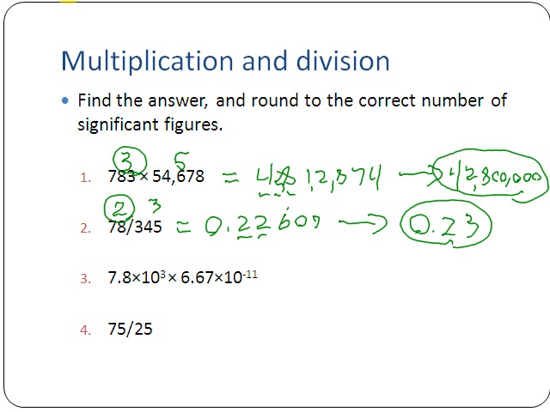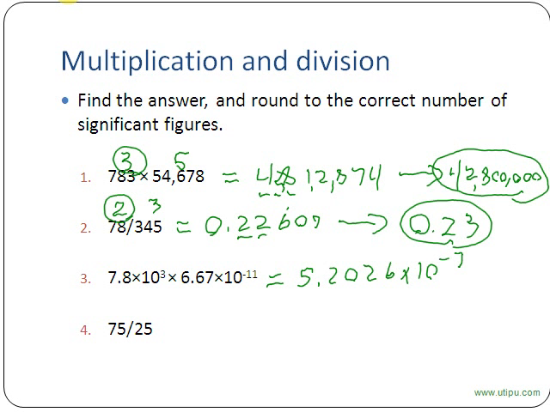That's our rounded answer. Our next one, 7.8 times 10 to the third times 6.67 times 10 to the negative 11th. Start off by finding the unrounded answer. Put it in the calculator: 7.8 times 10 to the third times 6.67 times 10 to the negative 11th. What you end up getting for an unrounded answer is 5.2026 times 10 to the negative 7th.